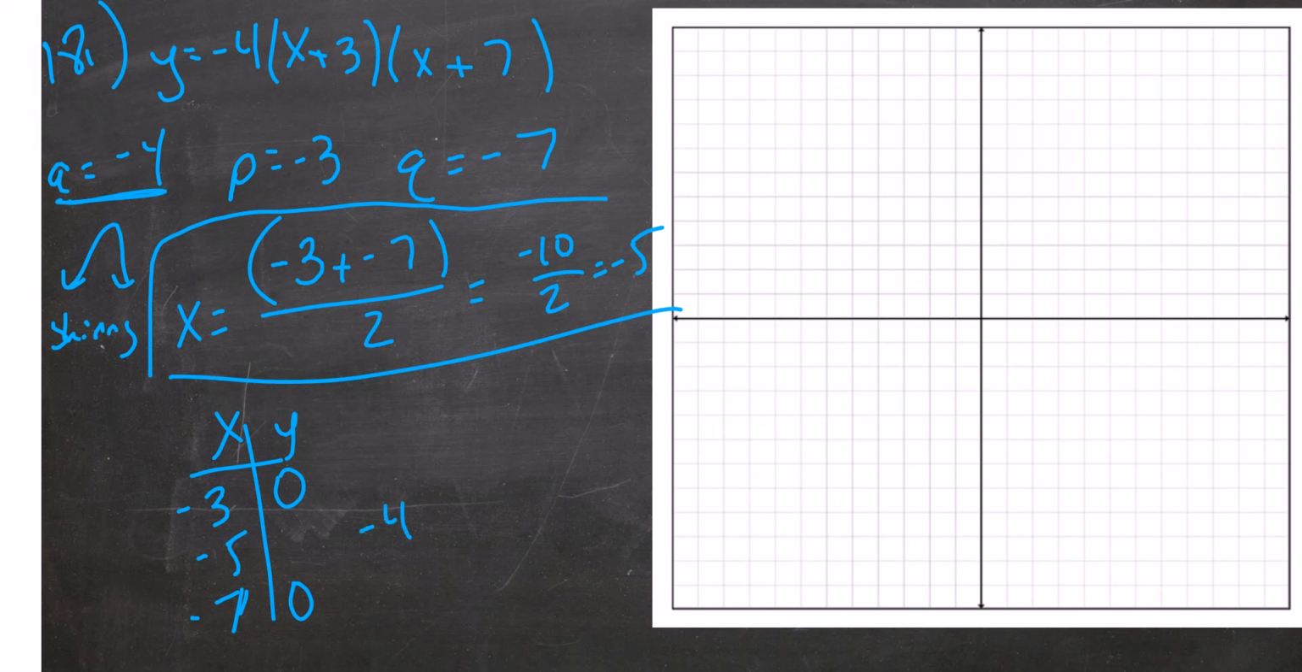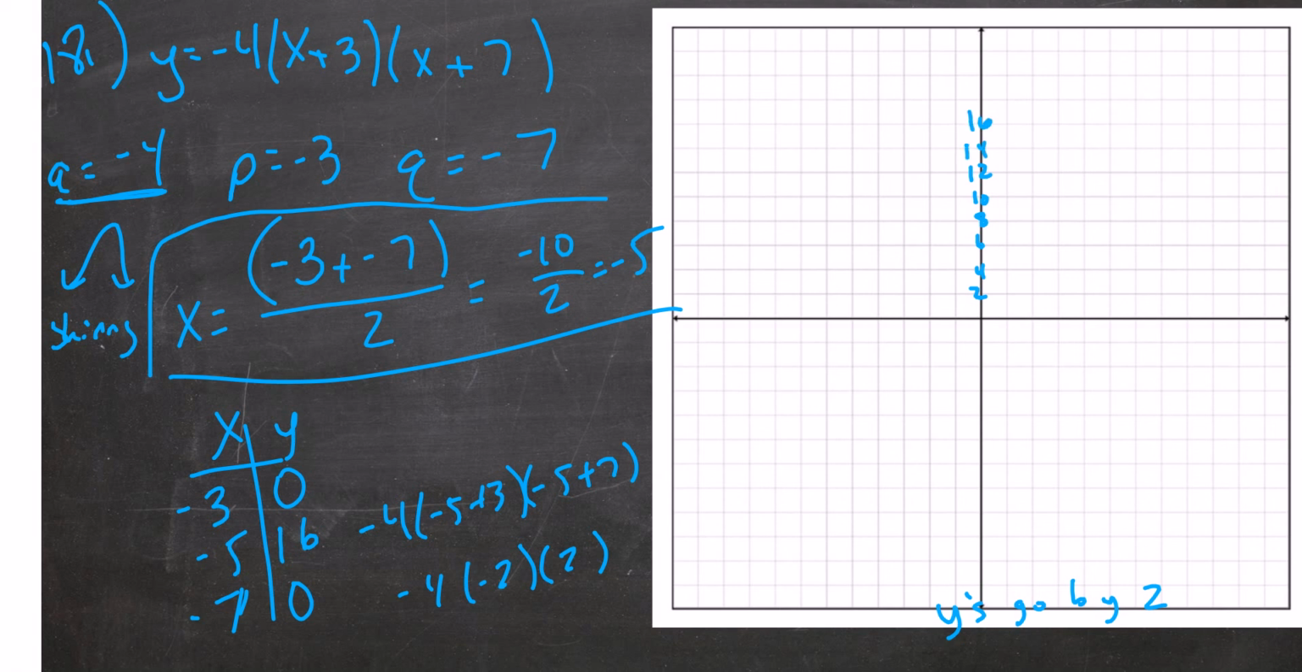Now I gotta do negative 4 times negative 5 plus 3, times negative 5 plus 7. So I get negative 4 times negative 2 times 2. So I get positive 16. So I'm going to make the y's go by 2. So this is 2, 4, 6, 8, 10, 12, 14, 16.